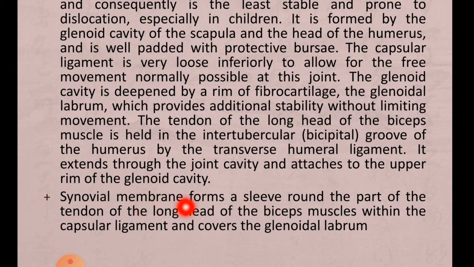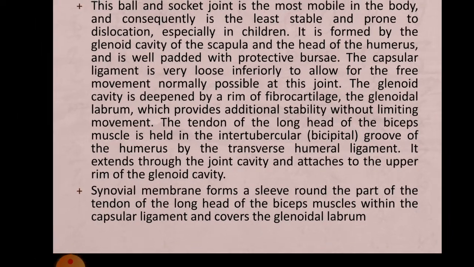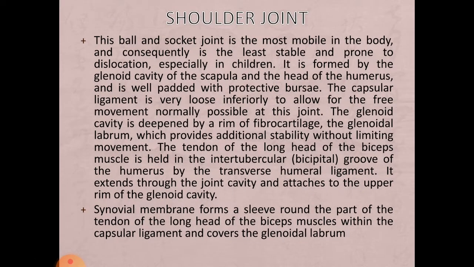Synovial membrane forms a sleeve around the part of the tendon of the long head of the biceps brachii muscle within the capsular ligament and covers the glenoid labrum. So the synovial membrane is an intracapsular structure that lies within the capsular ligament and covers the glenoid labrum.